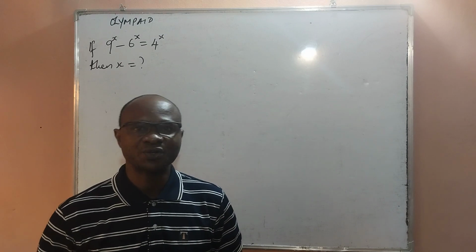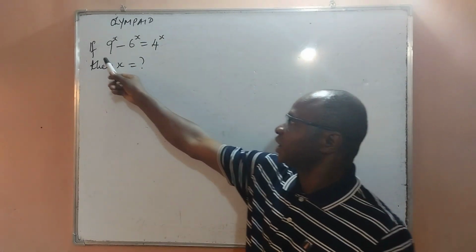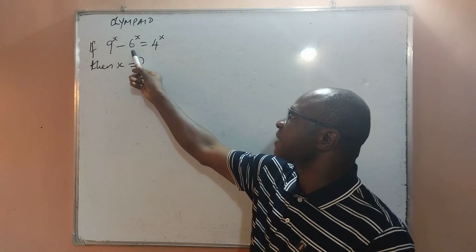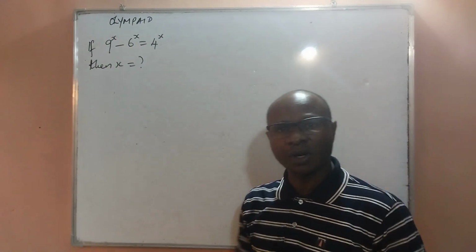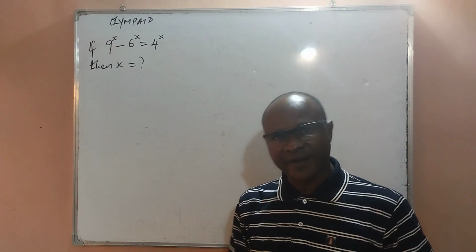Viewers, in today's maths we want to solve an Olympiad maths question. Given to us is: if 9 to the power of x minus 6 to the power of x is equal to 4 to the power of x, then what is the value of x?